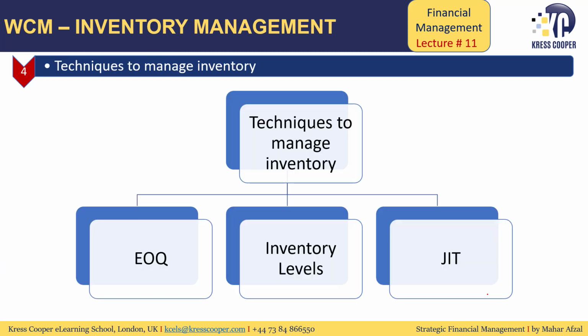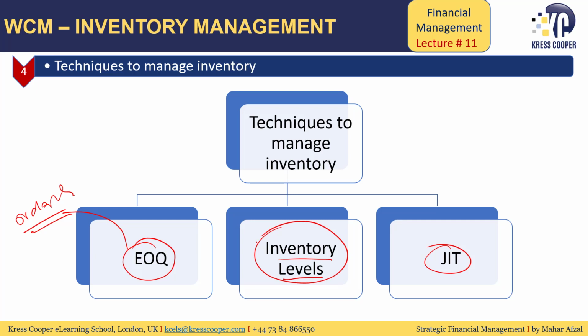Techniques to manage the inventory: these are the EOQ technique, inventory levels and just in time. EOQ will tell us what should be the order size, the optimum order size. Inventory levels will help us understand what should be the maximum level of inventory, what should be the minimum level of inventory, what should be the reorder level, and the safety stock. All these points we'll discuss under inventory levels. Another approach to manage inventory is this: instead of keeping the stock in the warehouse, we order the stock as and when required in the business. We will discuss this in the just-in-time approach.